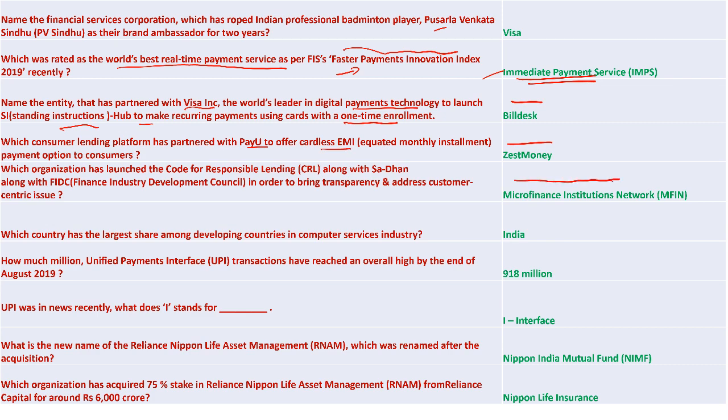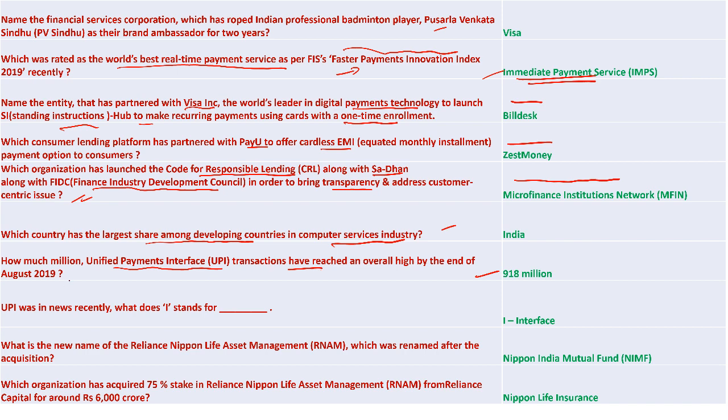Microfinance institution organization has launched code for responsible lending along with Sa-Dhan, along with Finance Industry Development Council in order to bring transparency and address customer-centric issues. India has the largest share among the developing countries in computer service industry. 918 million is the Unified Payments Interface transaction.